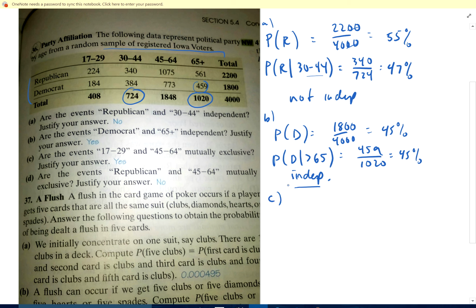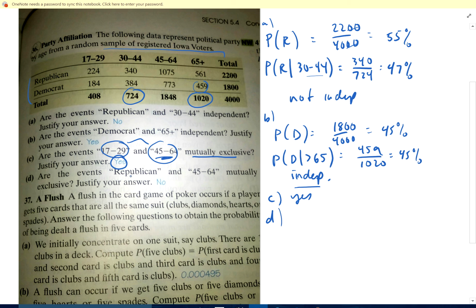C. 17 to 29 and 45 to 64, are they mutually exclusive? Can you be in both of those age groups? And the answer is no, you can't. So yes, they are mutually exclusive. You can't be both 17 to 29 and 45 to 64. Although these guys probably wish they could go back and so forth. Well, maybe not.